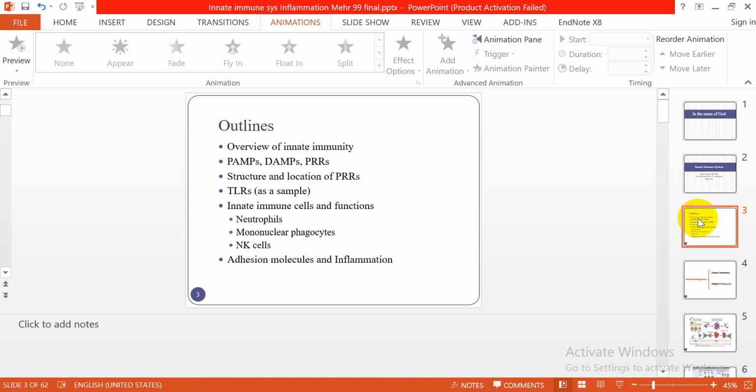In the second part, we speak about some kinds of innate immune cells and their functions, such as neutrophils, mononuclear phagocytes, and natural killer cells. And in the last part, we will speak about the adhesion molecules and inflammation.